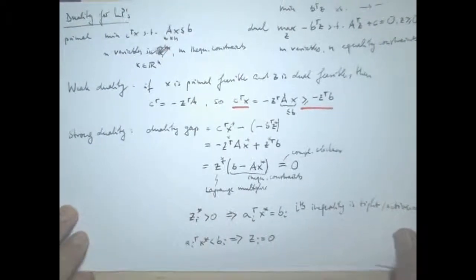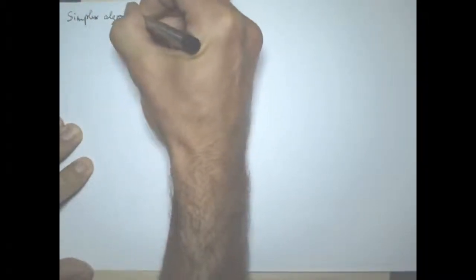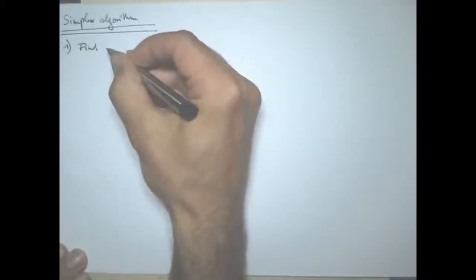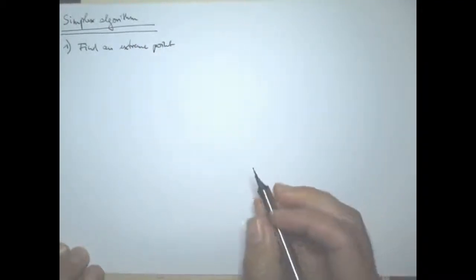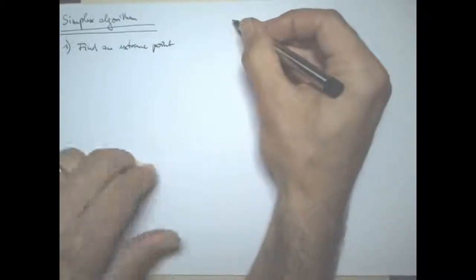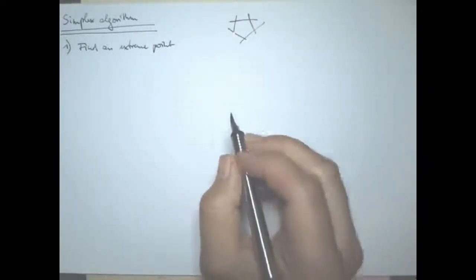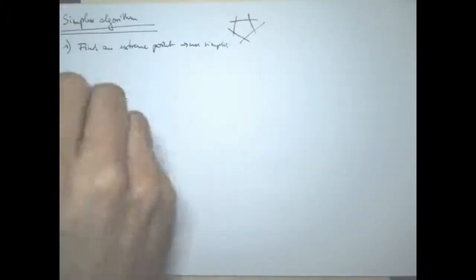Okay, now to the actual simplex algorithm. Invented by Danzig in 1947. So we proceed in 2 phases. We first find an extreme point to start with, and if you're in a very high dimensional space, how do you want to find an extreme point of this polyhedron? Actually, you can do it using the simplex, but this is sort of a recursive scheme.